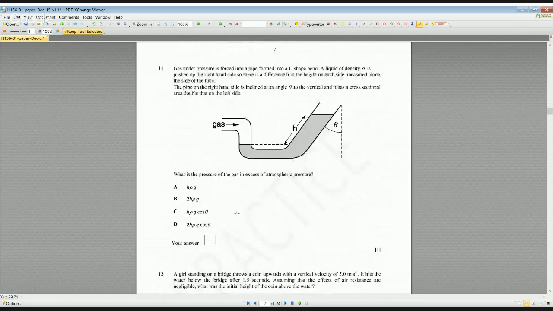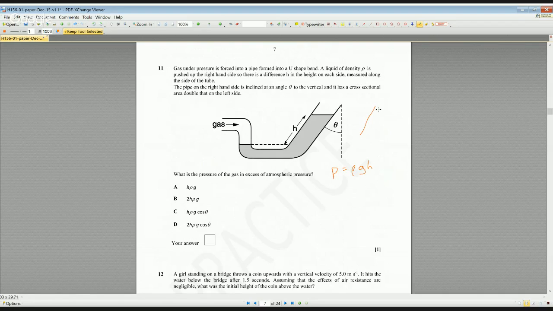Question 11, we have a water pipe that has some pressurized gas in it, and it's caused the water to move up on one side, causing a height difference. Now the pipe isn't vertical, so use these equations as correct. Now there is an equation on your formula sheet to work out P equals rho G H, where rho is the density, G is gravity, and H is the height. Now you can't use this directly here because this H is not vertical. So I'm going to use a capital H to represent the actual height.